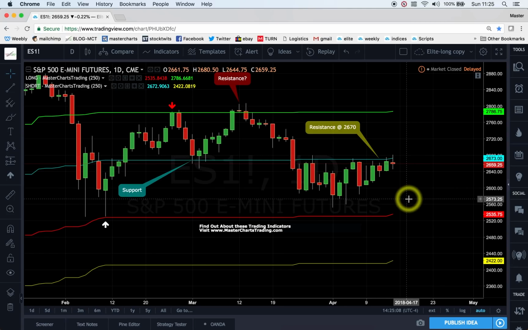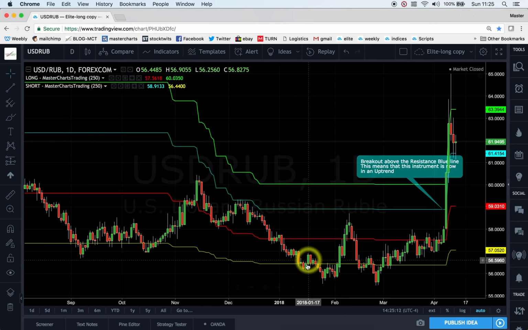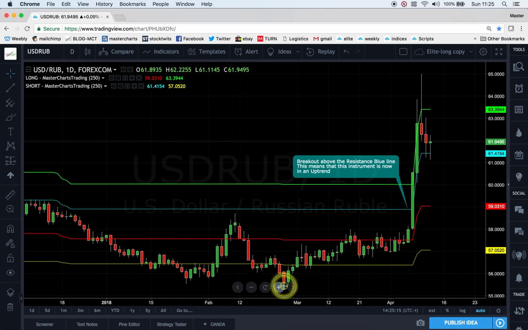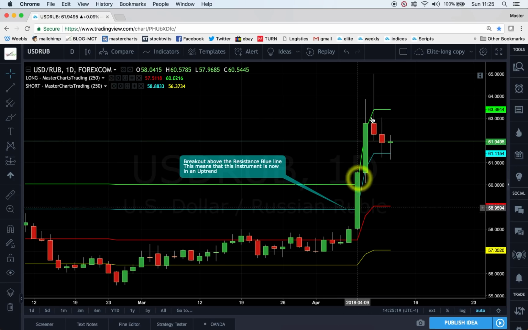So also US dollar versus ruble. You can see there was a big move on the ruble to the downside. So in other words, the US dollar is winning this battle. You can see on the 9th of April of this year, a breakout above this blue resistance line at $58 or so. A close above it, push higher, and now a pullback.